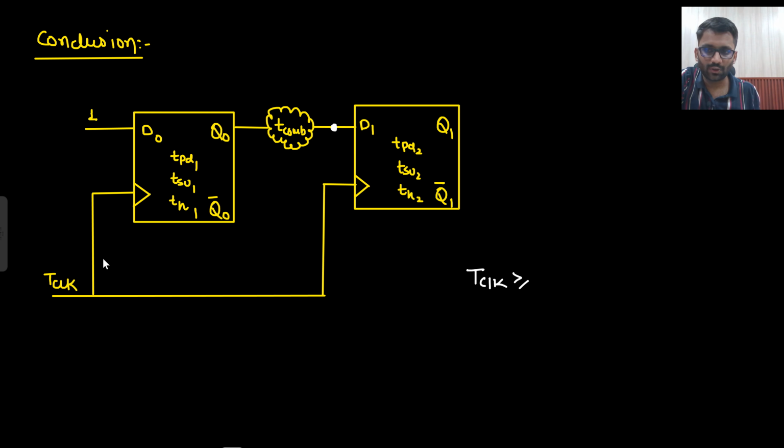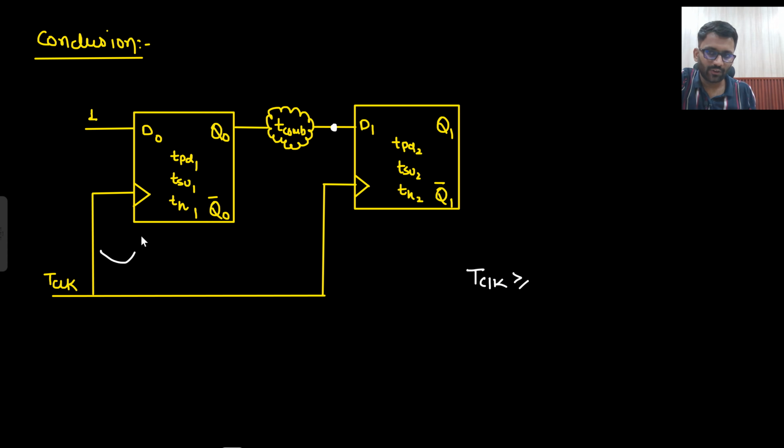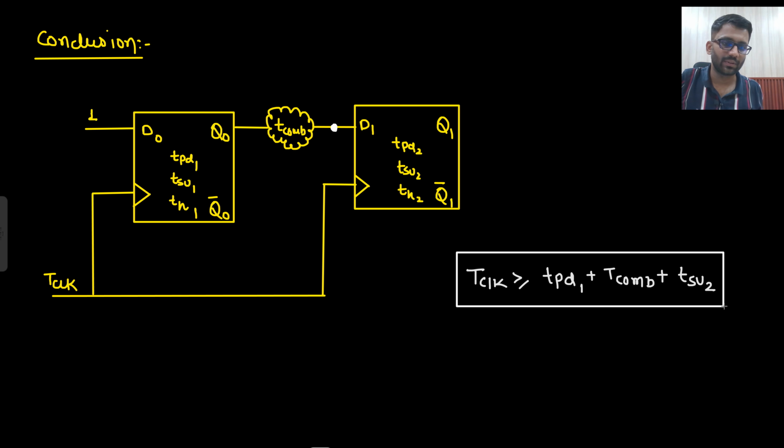So after how much time? The clock starts from here. First it will go through TPD1, then T combinational 1. Here we used a buffer, right? Any other combinational circuit can also be there. So this input will become stable after TPD1 plus T combinational. Now if this input has become stable, it also requires a margin of at least the setup time. That's it. This is your T clock.